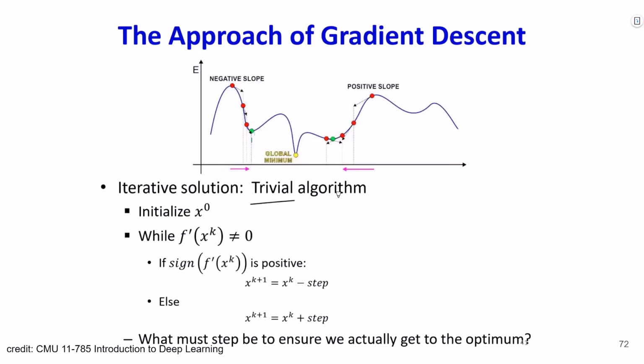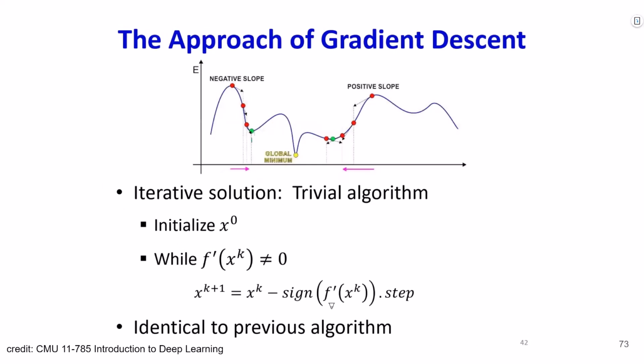And this is a trivial algorithm. We initialize x, and while the derivative is not 0, if the sign is positive, then we take the negative direction. If it is negative, that means it is decreasing. So we're just following that direction. And we need to think about when we need to stop this iterative solution.